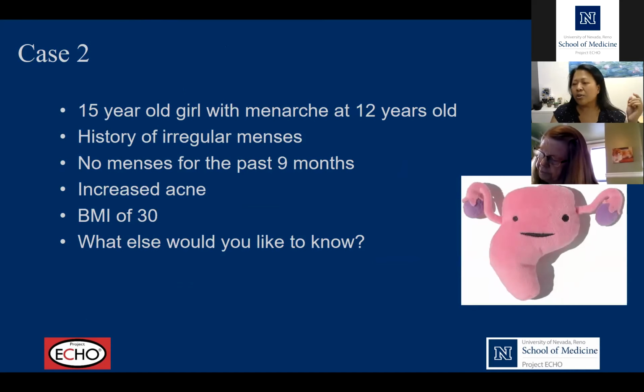Okay, case 2. 15-year-old girl, history of irregular periods, no menses in the past 9 months, lots of acne, BMI is on the high side. What else do you want to know? Are there other things going on in regards to her history?